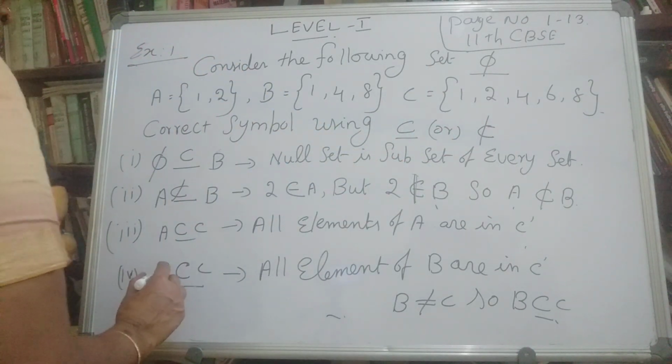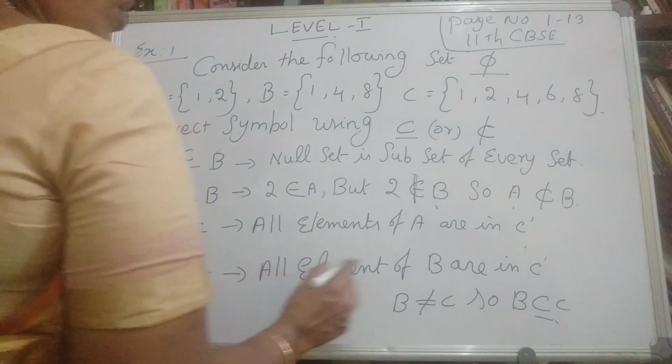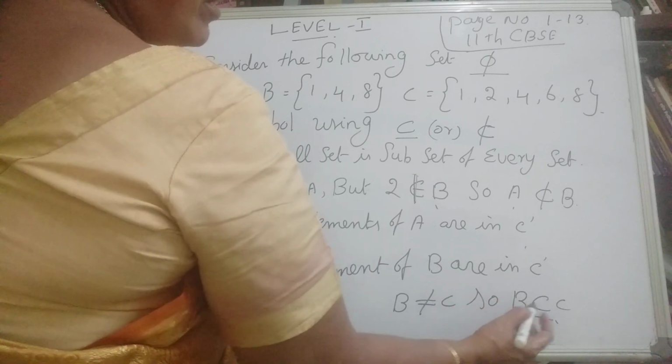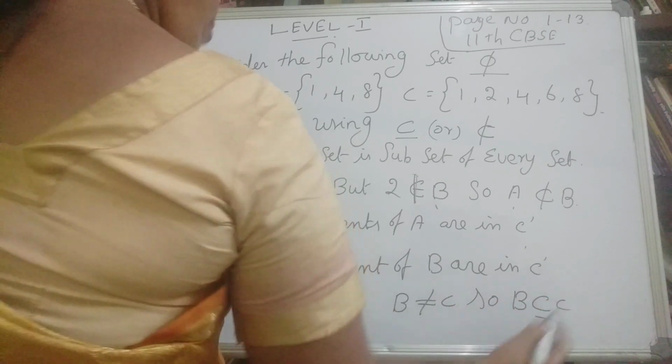Then the fourth question: B is a subset of C. All elements of B are in C. So B is not equal to C, but B is a subset of C. That's all.